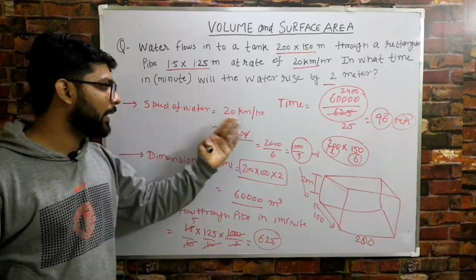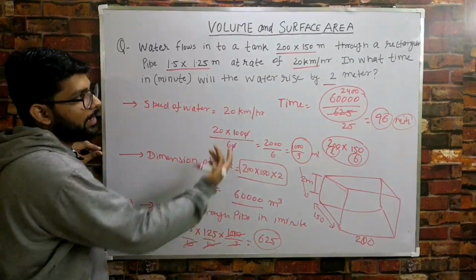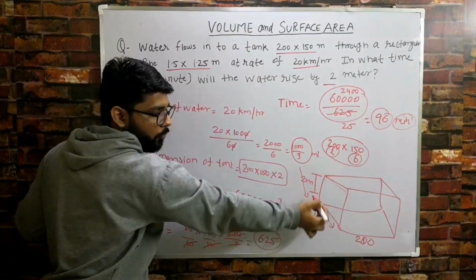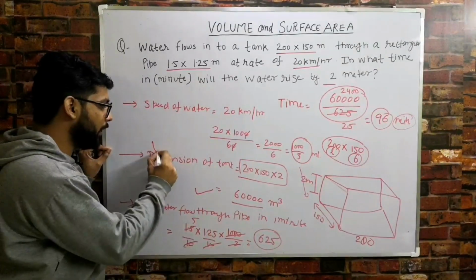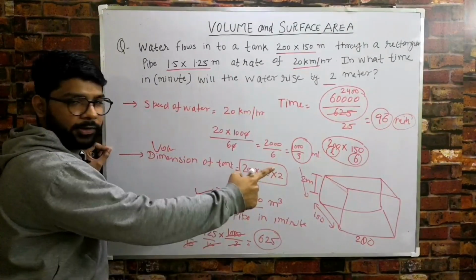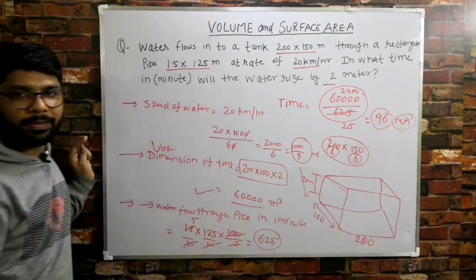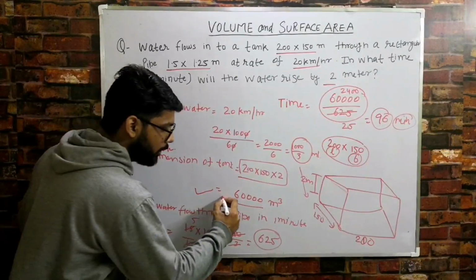किलोमीटर में गया तो देयर इज नो नीड टू कन्वर्ट, तो सबसे पहले आप उसको कन्वर्ट करेंगे. स्पीड ऑफ वाटर हमारे पास 1000 by 3 आ गया था. उसका डायमेंशन ऑफ टैंक इज गिवन 200 into 150, और 2 मीटर तक उसको फिल करना है, मींस हाइट ऑफ 2 मीटर तक हमें फिल करना है. तो दिस इज द वॉल्यूम ऑफ द टैंक. टैंक इज इन द क्यूबॉइड शेप, सो द वॉल्यूम विल बी 200 into 150 into 2, क्योंकि क्यूबॉइड का वॉल्यूम होता है लेंथ इनटू ब्रेथ इनटू हाइट.